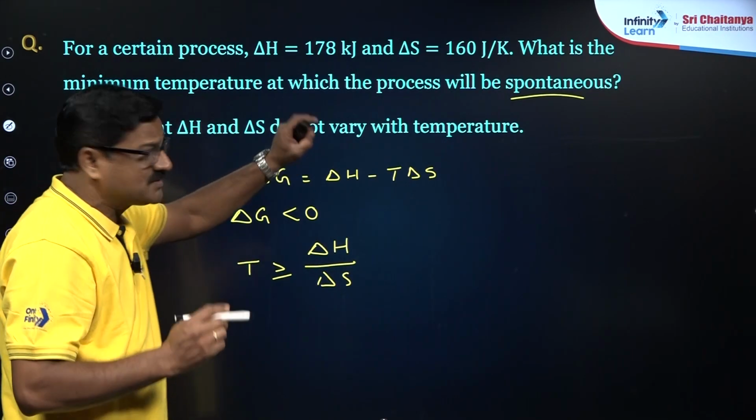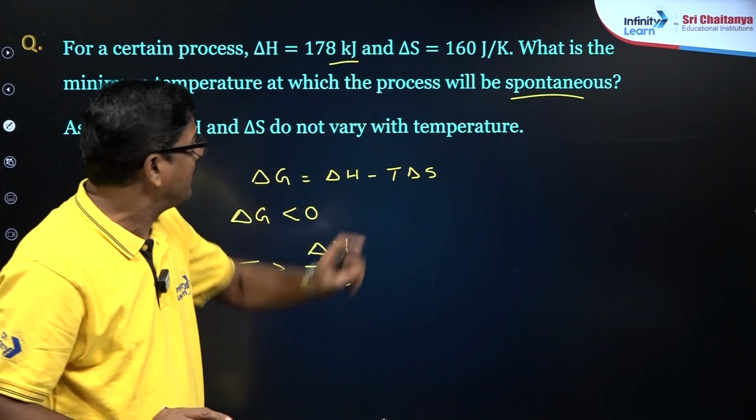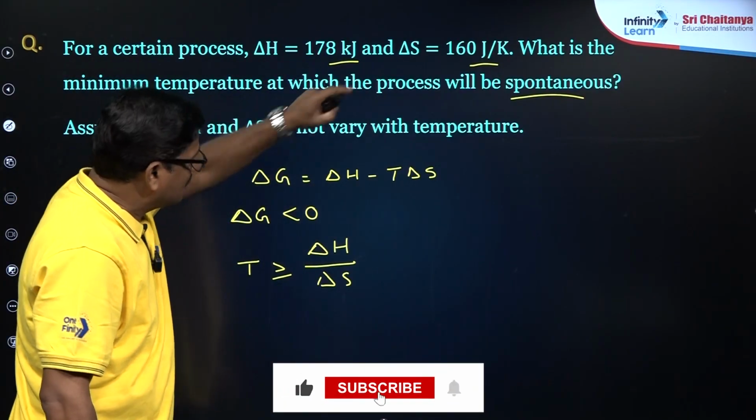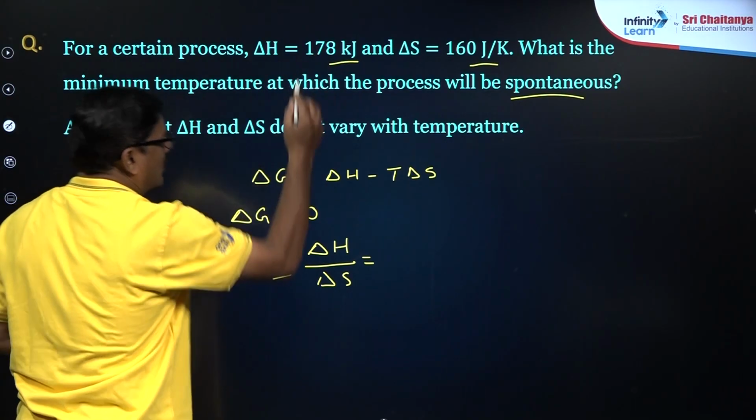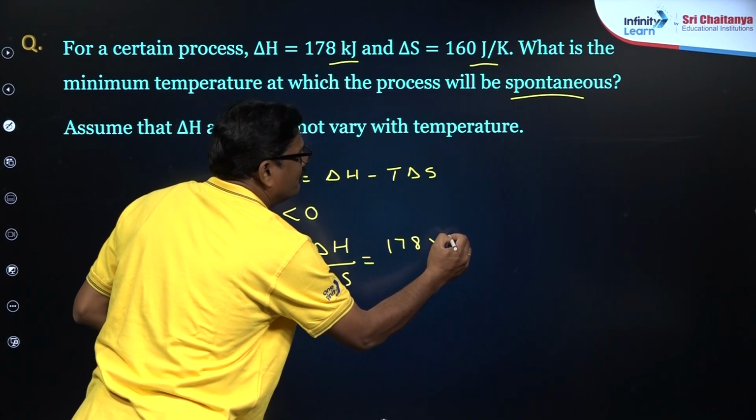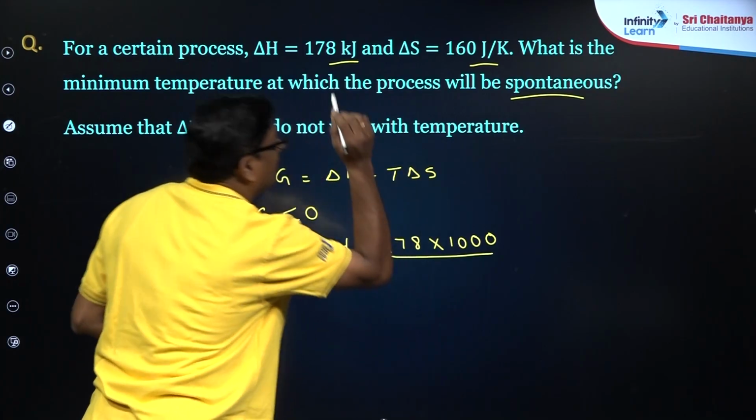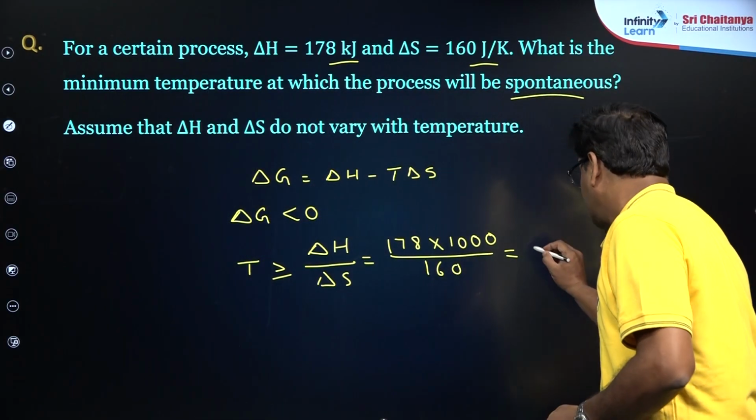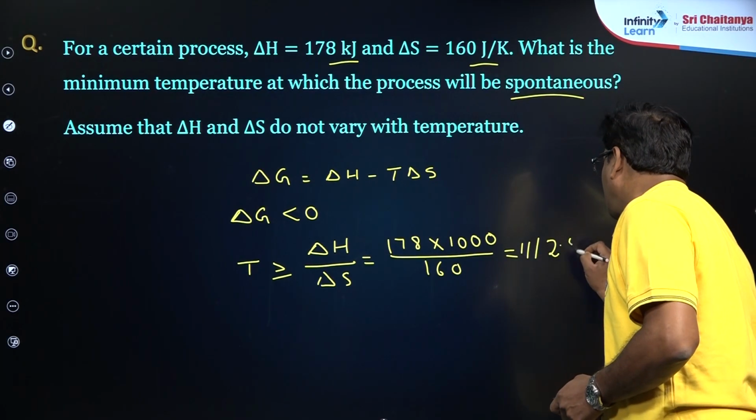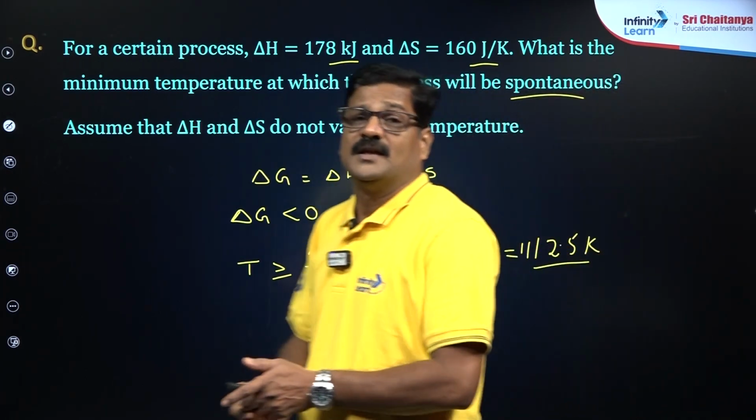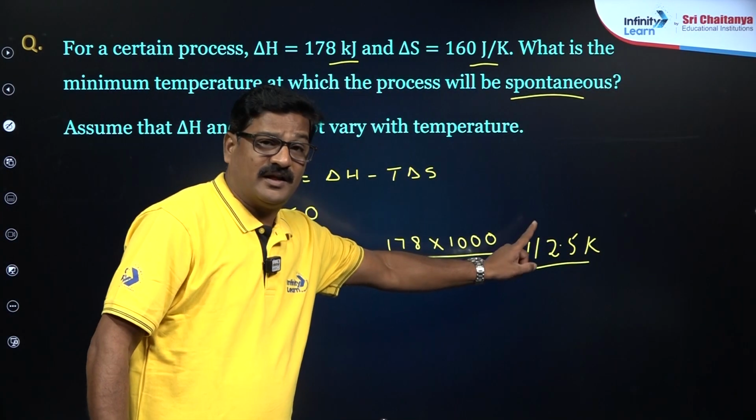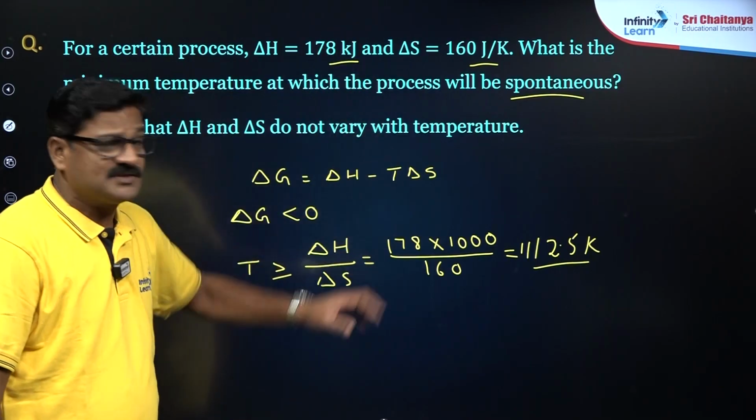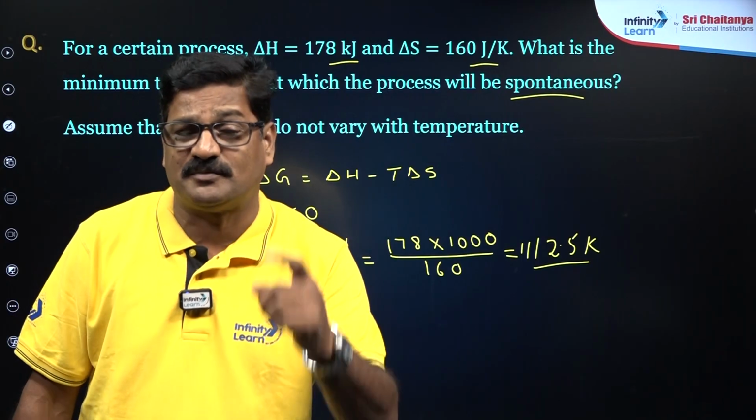By substituting these values, take care of the unit conversion, my dear children. Delta H is given in kilojoules, but delta S is given in joules per Kelvin. So kilojoules are converted into joules, so it is going to be 178 into 1000 upon 160. On doing so, you are going to get the answer as 1112.5 Kelvin. So this process can be spontaneous at a temperature equal to or greater than 1112.5 Kelvin. And like these questions, in 1 minute you are going to get 4 marks in the NEET examination.